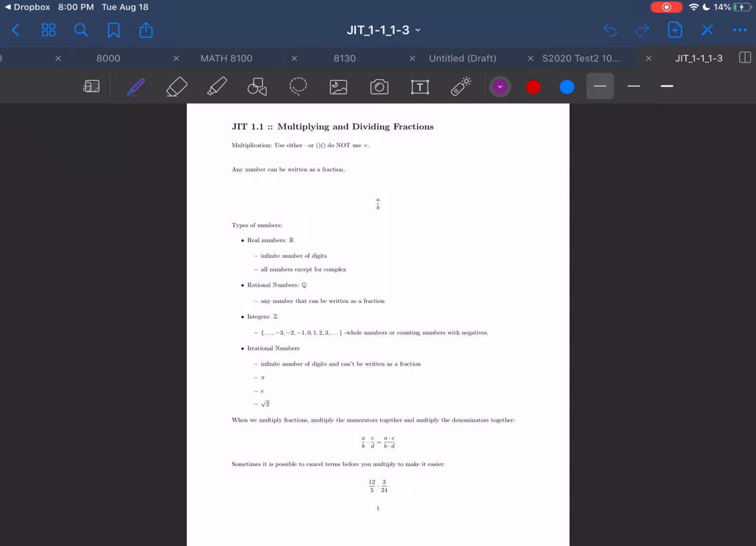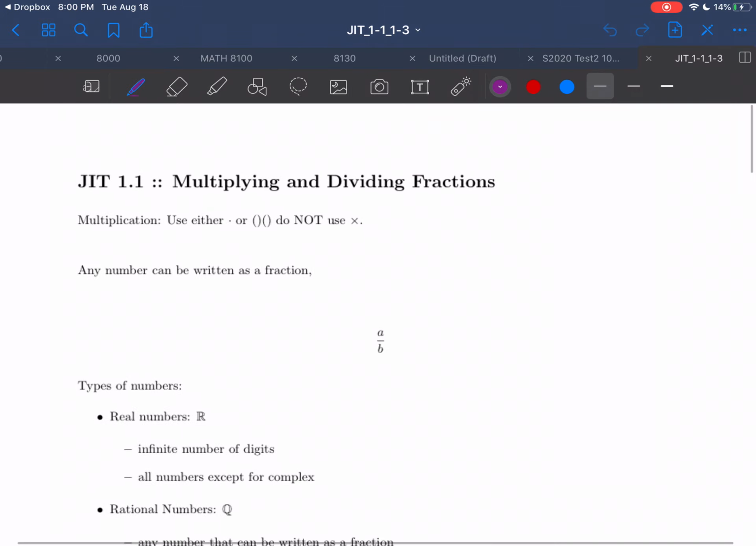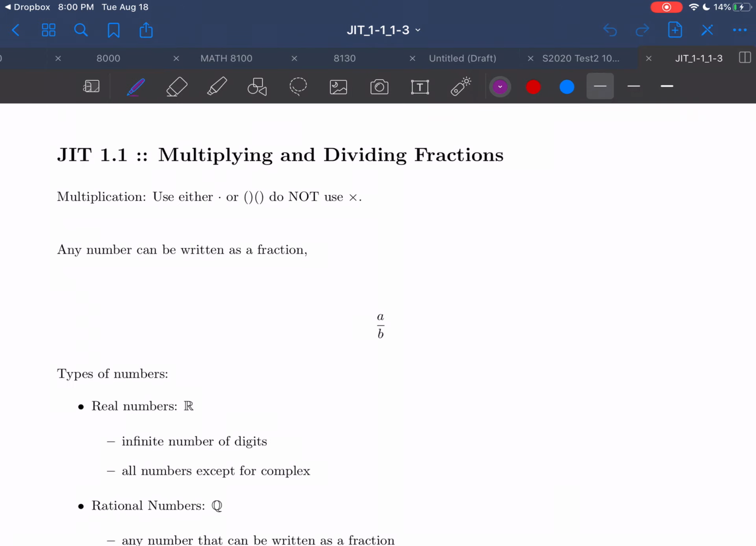Okay, so we'll start off with 1.1. I'll zoom in so you can see it. Before we actually get to the multiplying and dividing of fractions, I've got a couple notes, just things so we're all on the same page terminology-wise.